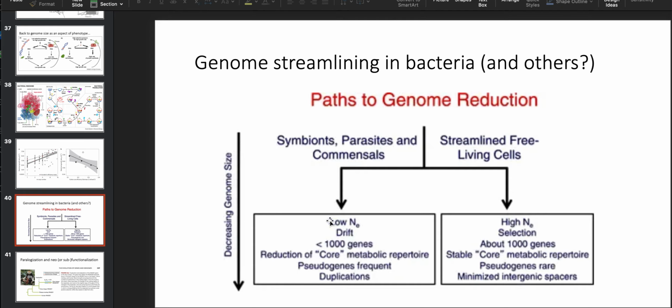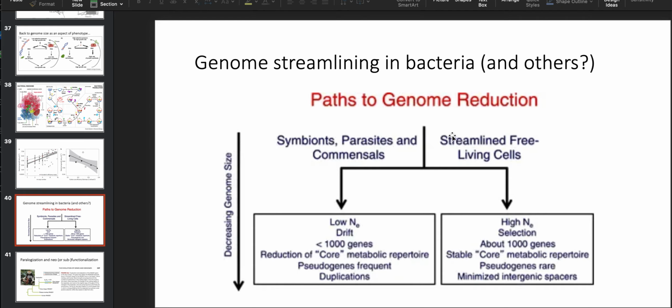So there's not always a straightforward path to genome reduction in all symbionts. We'll circle back to this. There are actually weird examples of chloroplasts that have a bunch of genes, or mitochondria that have a bunch of genes. But in general, genomes tend to be streamlined in intracellular parasites.